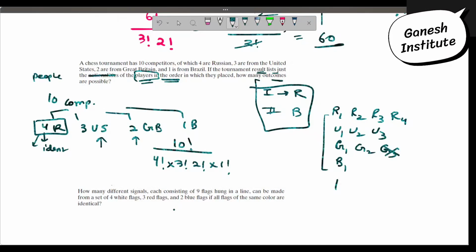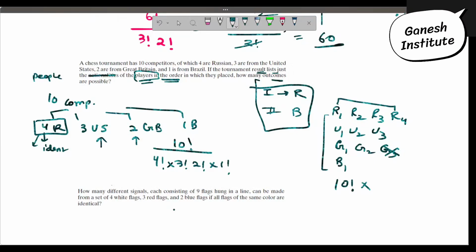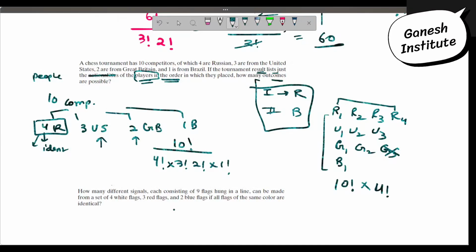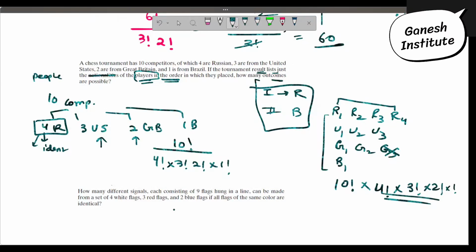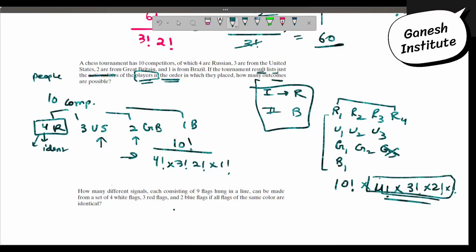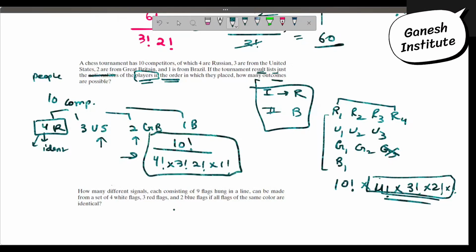So that means 10 factorial total arrangements. But then they also have their specific arrangement, like who has come first out of the Russians. They will also have their ranking in their country. So this will be 4 factorial, 3 factorial, 3 factorial, 1 factorial. But now, because they are identical, this will not go in multiplication, but in division form. So this is the answer, and you can solve it, right? Tell me what it will be.